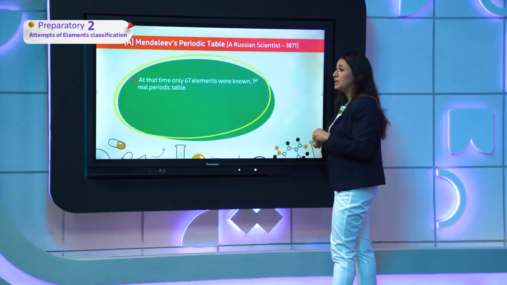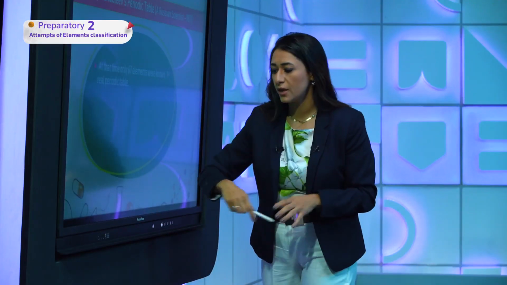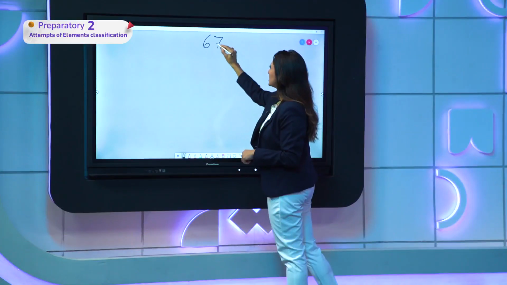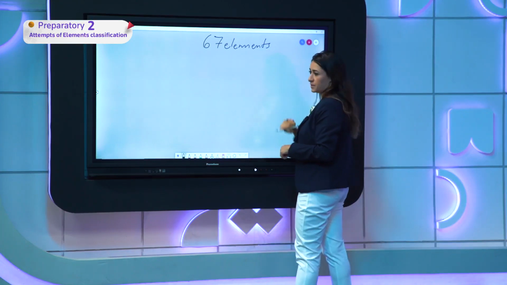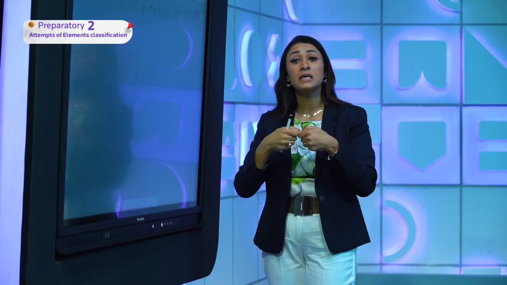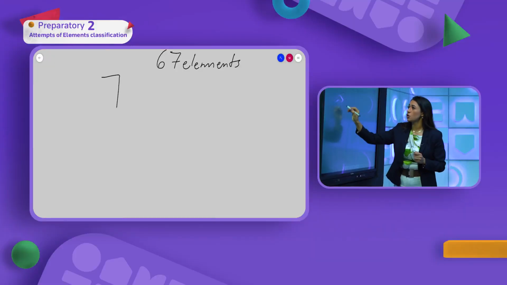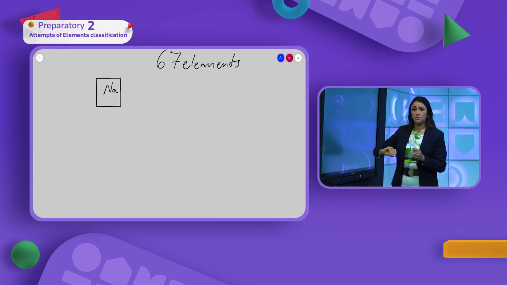طب Mendeleev he arranged these elements. How did he arrange it? Let's see together. He started to arrange 67 elements that were known in the 18th century. He started to bring cards. لأن كان مندليف poker man. He loved playing cards. He loved playing with his friends. جاب 67 cards and wrote on each card the name of the element, for example sodium.